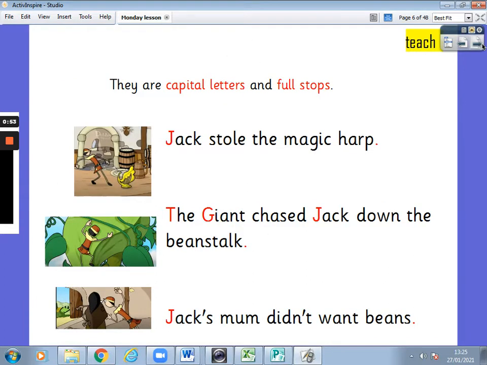There are capital letters and full stops. Capital J for Jack and a full stop to show the end of the sentence. Capital T for the, capital G for giant, capital J for Jack, and a full stop after beanstalk. And the third sentence, capital J for Jack, Jack's mom, and a full stop after beans.